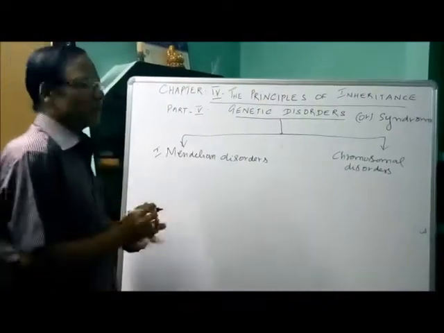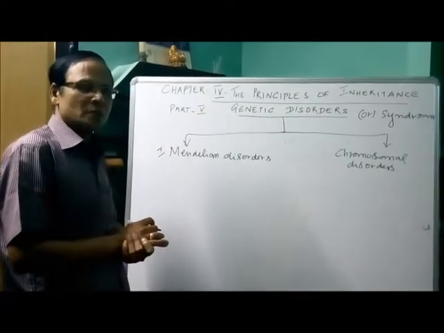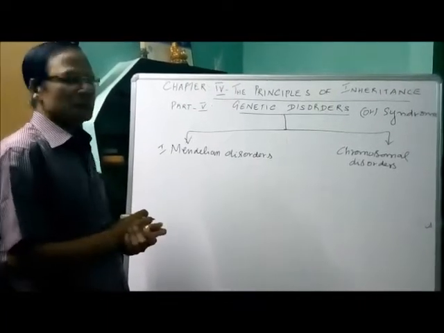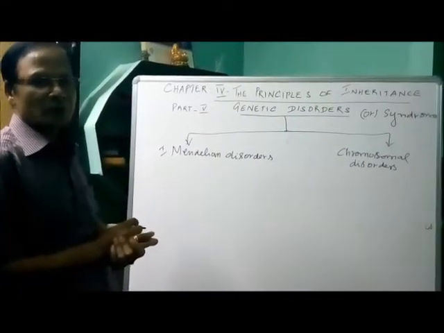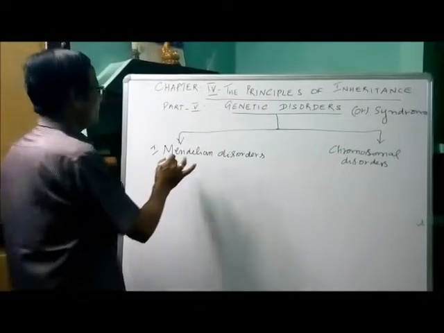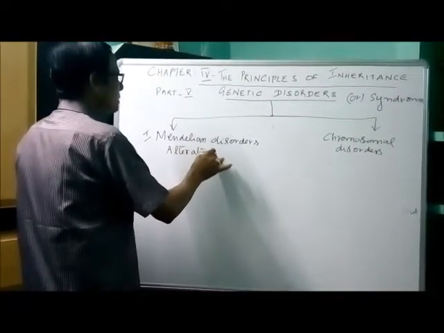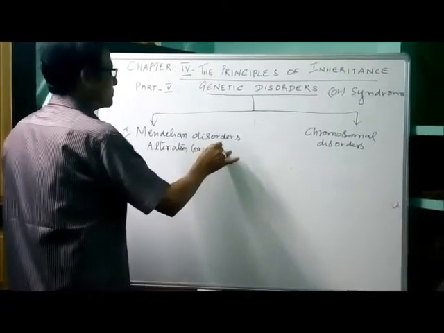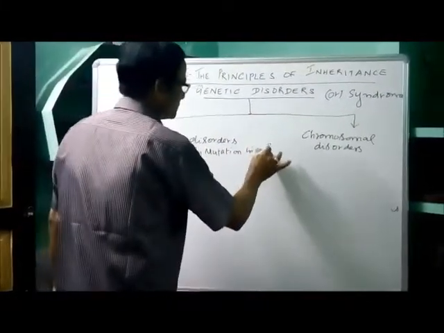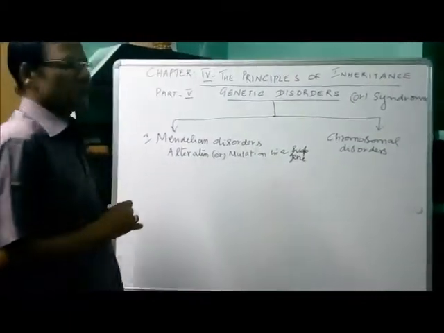So what do you mean by Mendelian disorders? It may result from an addition or deletion or mutation of a gene. Simply we can say it is caused due to alteration or mutation in a single gene. This is called Mendelian disorders.